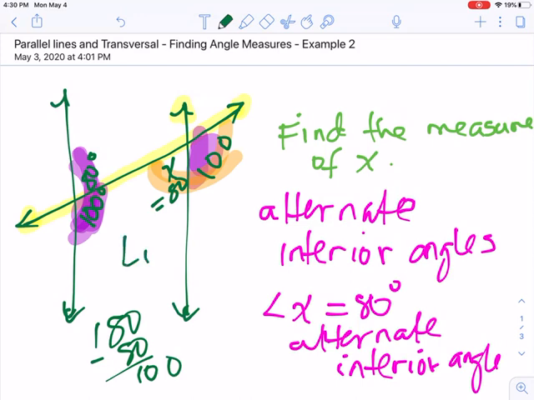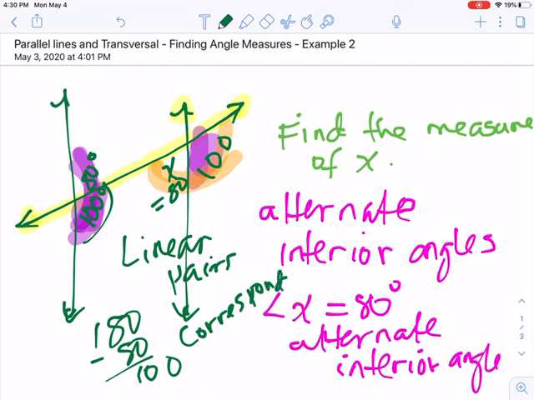So we use linear pairs to find this angle, and then we use corresponding angle to find this angle here, and then we use linear pairs again to find this angle. There's other ways that I could have found this angle. What if I did it this way?